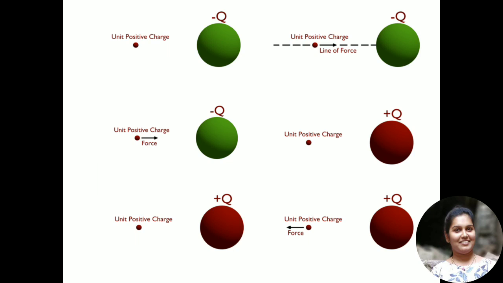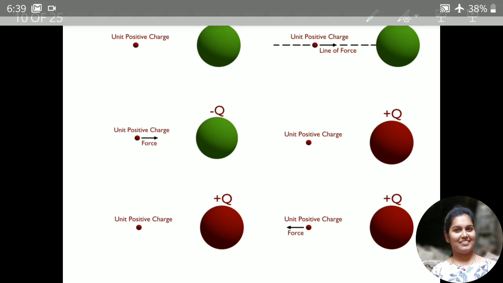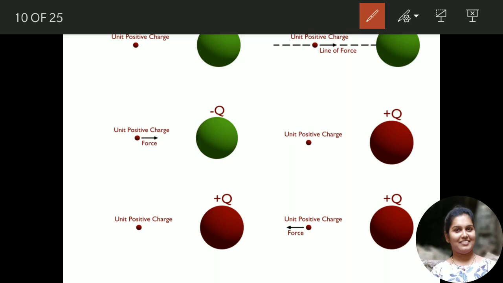Let us take a negative charge of minus q coulombs. Also, let us place a unit positive charge at a point in the field of charge q. This is a unit positive charge. Let us place this near the field of charge minus q.